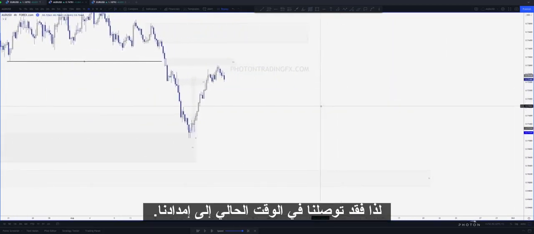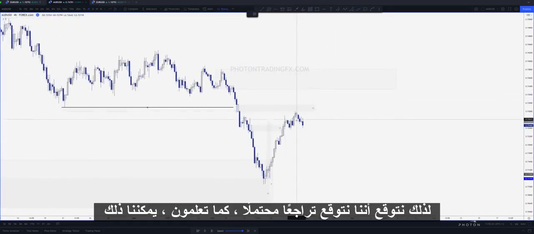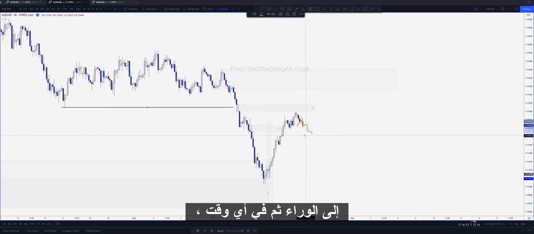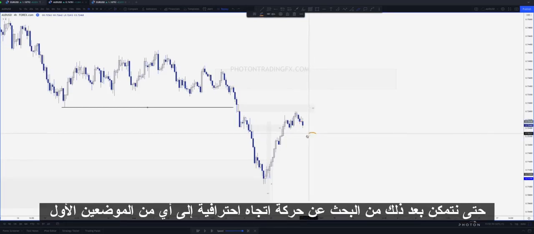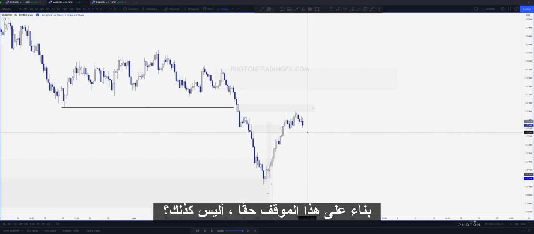So at the moment, we've come into 4-hour supply. So what do we expect? We expect a potential pullback. We can start to get that 4-hour change of character, and we may start to pull back. And then at any point, we want to be looking for where that 4-hour higher low is going to form, so we can then look for a pro-trend move to either first position ourselves in, right, if we hadn't already taken this, or look for potential more scale-ins to really build on this position, right?